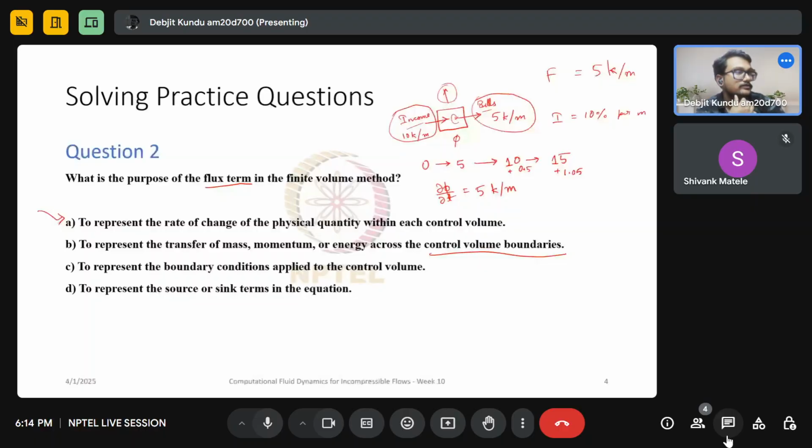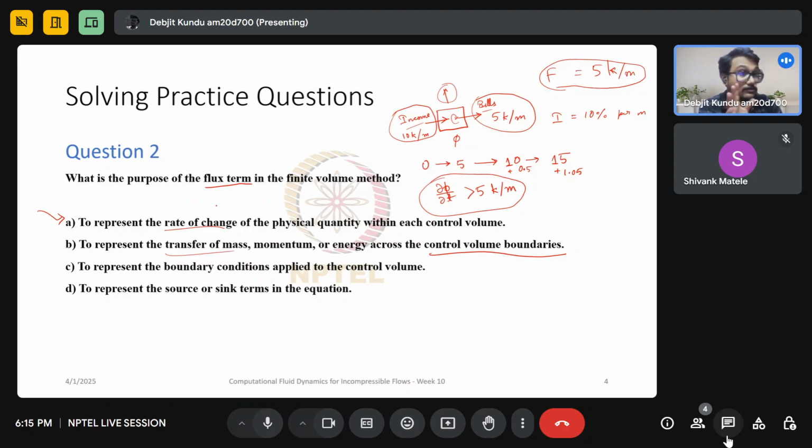So your rate of change within this is a bit more than 5,000 per month, whereas your flux was 5,000 per month. This one and this one. The rate of change and transfers are different.